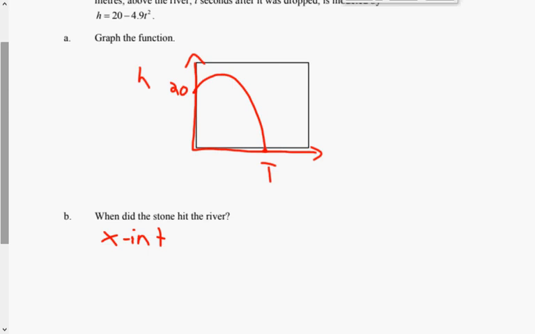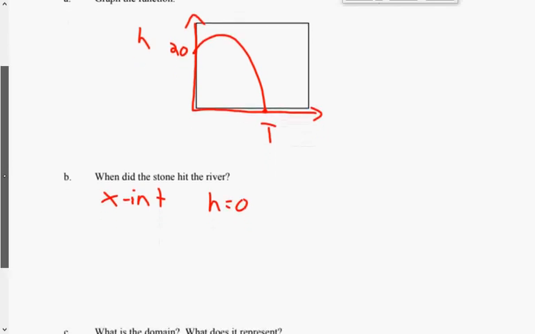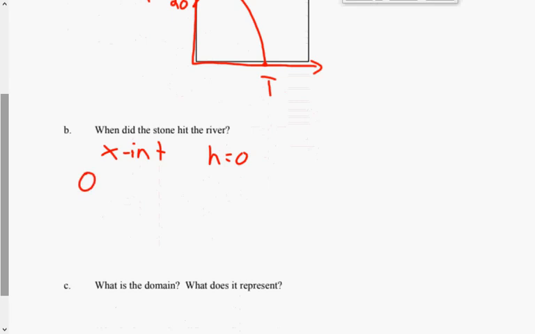All right, so I'm going to show you guys how to solve for that here with this equation. So when that happens, what does my h represent? Or what's my height going to be? Right, so we know that h equals 0. So if I do that on the equation, it looks like this. 0 equals 20 minus 4.9 t squared. So what I need to do now is I need to solve for t.